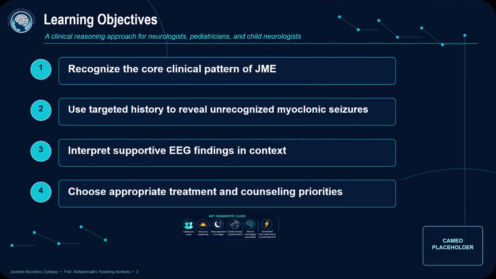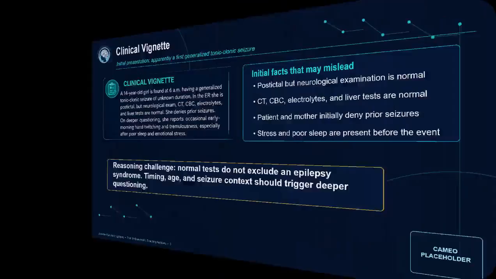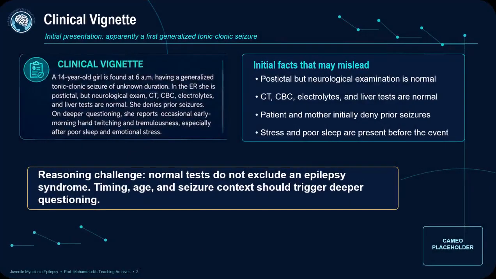By the end of this presentation, we should be able to recognize the core clinical pattern of JME, use targeted history to uncover previously unrecognized myoclonic seizures, interpret supportive EEG findings in the right clinical context, and choose appropriate treatment and counseling priorities. The goal is not simply to memorize facts, but to integrate the history, timing, triggers, EEG, and management decisions into a coherent clinical approach. Let us begin with the clinical vignette.